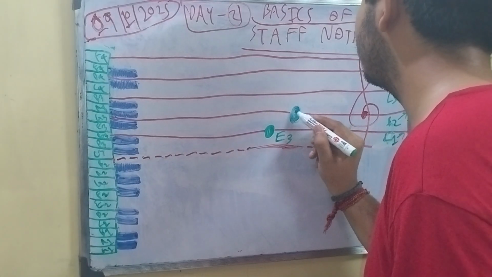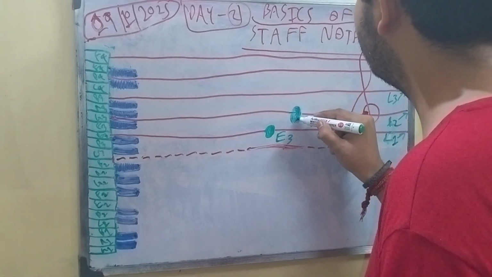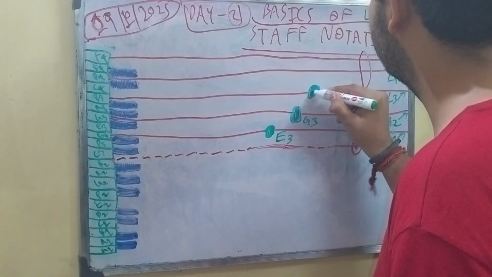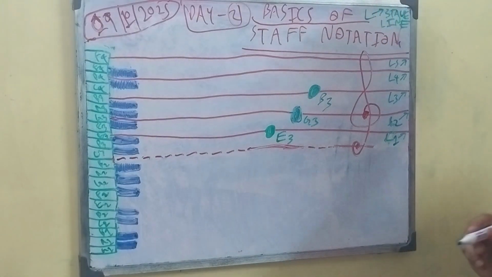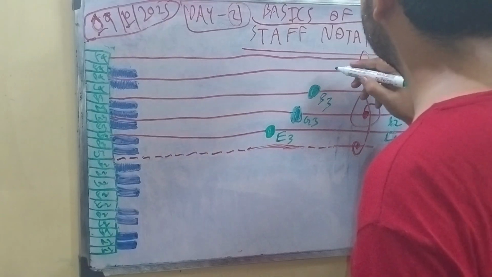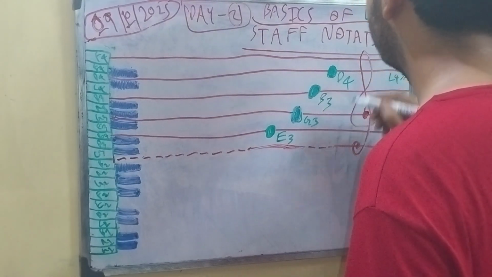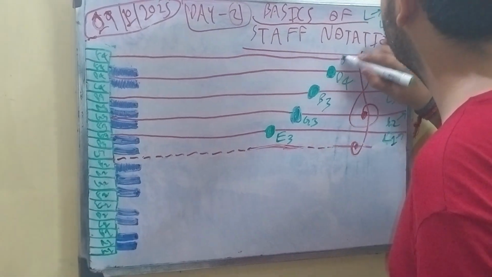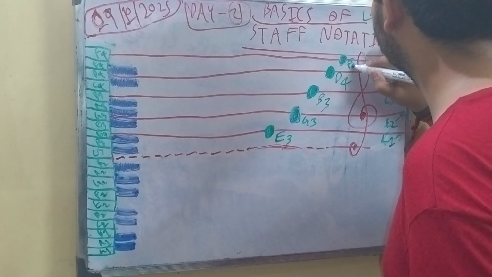After G3 what comes? You add plus 2. G plus 2 is equal to B, if we do mathematics on alphabets. So B3. But after B3 there is a higher C, so the suffix becomes 4. B plus 2 is equal to D, so D4. And after D4 is the last stave line of the treble clef, which is F4, fourth octave F.